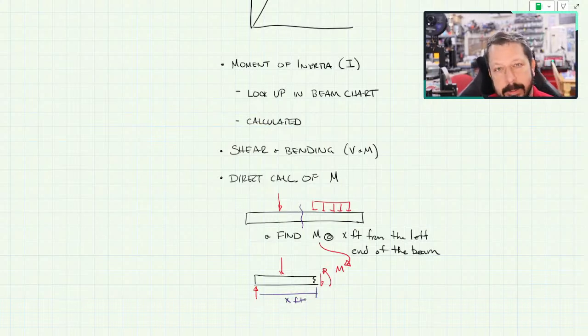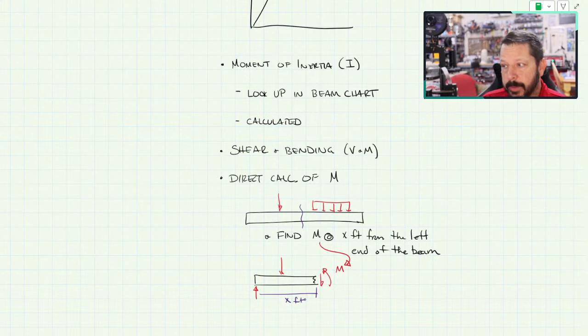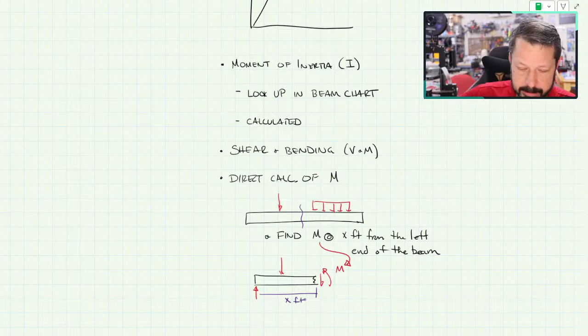X wouldn't be a variable, though. It would be 6 feet or 3 feet or 4 feet or something like that. So there will be some where that's the whole problem. Just find the moment at a certain spot. You could also do that by drawing a shear and bending diagram, but that's going to take you a long time, and you probably don't have that kind of time to spend on that problem. It's meant to be solved this way.